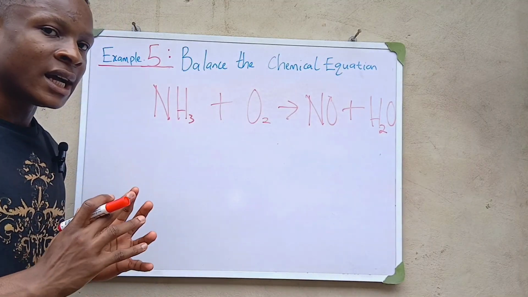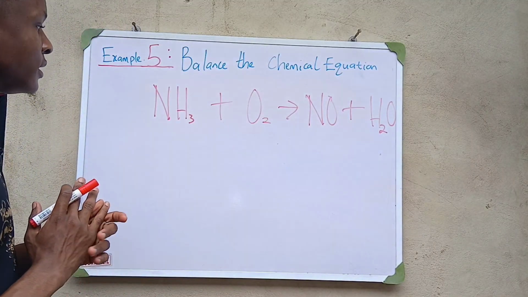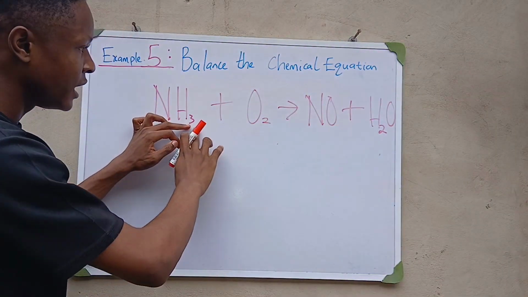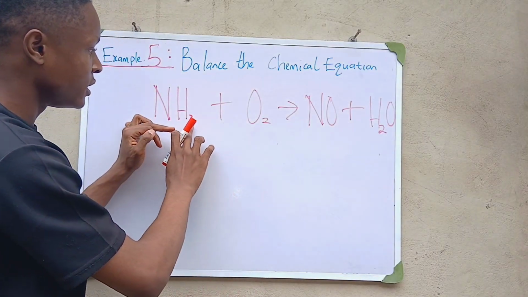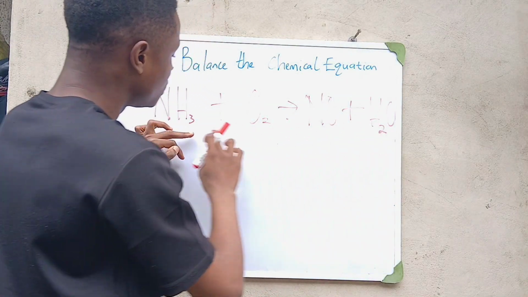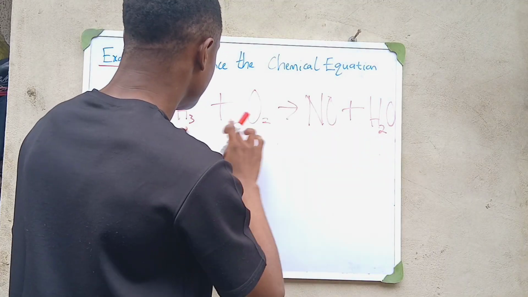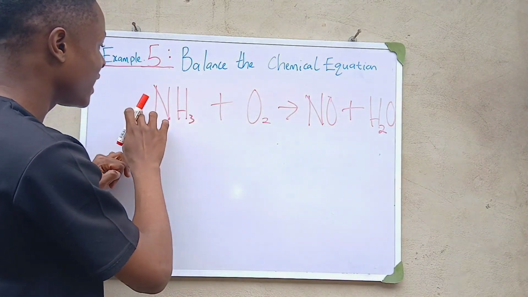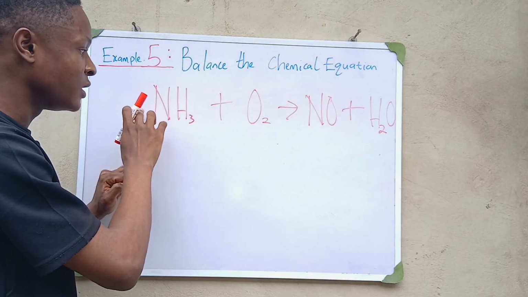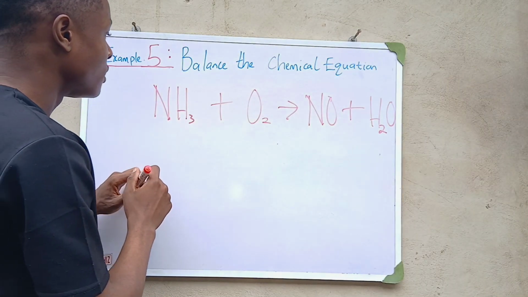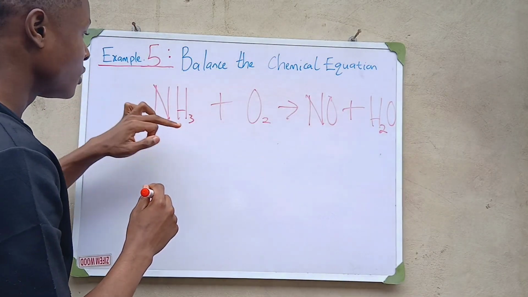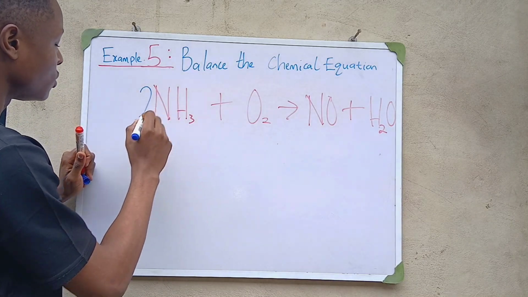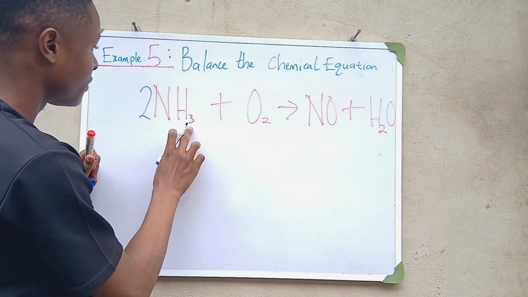So now let's check how we can balance this. We have nitrogen here 1, nitrogen here 1, hydrogen here 3, hydrogen here 2. So this is an odd number, this is an even number. So we'll take the LCM of 2 and 3. LCM of 2 and 3 is 6. So we are going to look for the number to use as the coefficient of this that will give us 6. What number will we put here so that we'll have 6 atoms of hydrogen? The number is 2. So we'll add 2 here. Now we have 6 atoms of hydrogen.